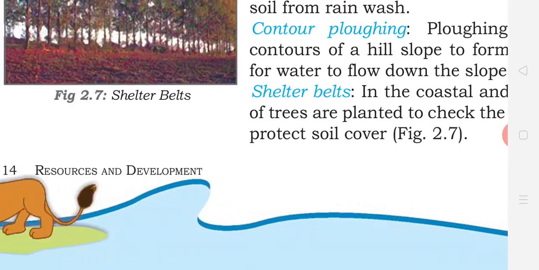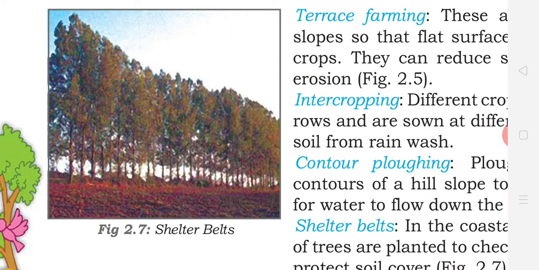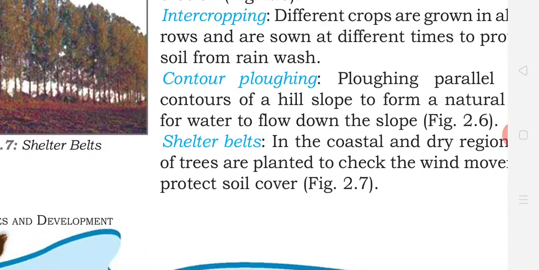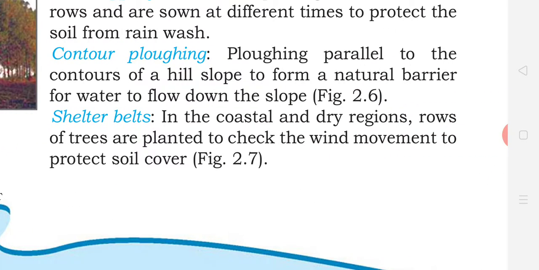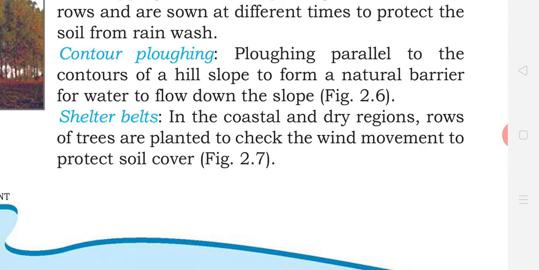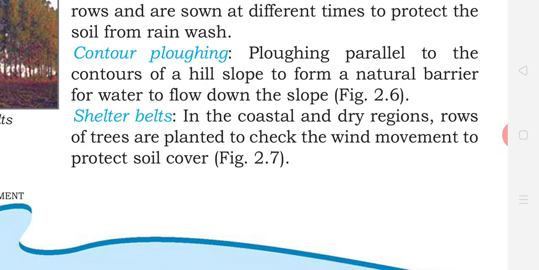Now shelter belts. This is the shelter belts. You can see the picture. In the coastal and dry regions, rows of trees are planted to check the wind movement. Rows of trees are planted. How? In a row, to check the wind movement as well as to protect soil cover.